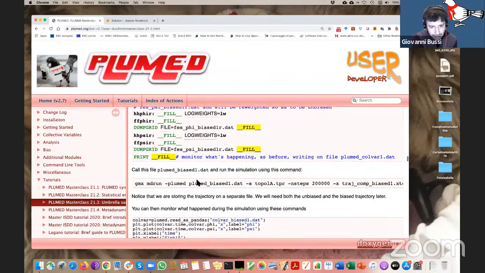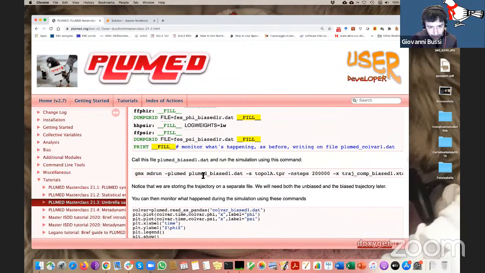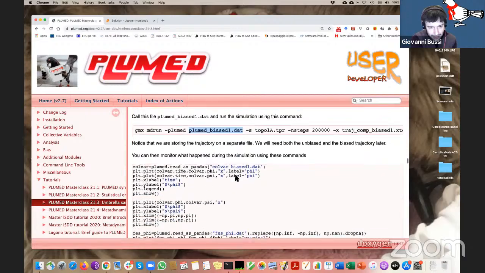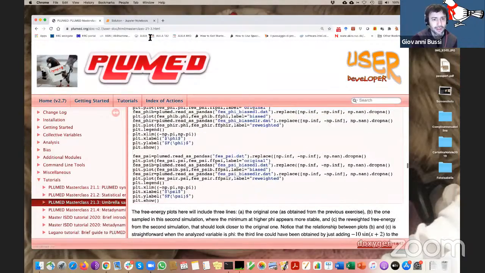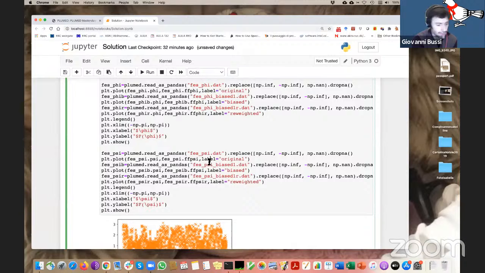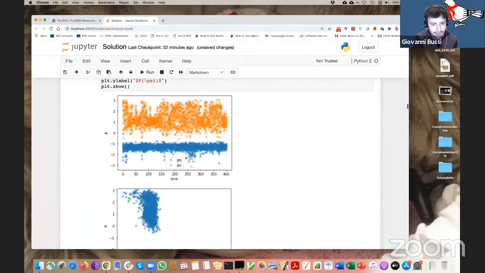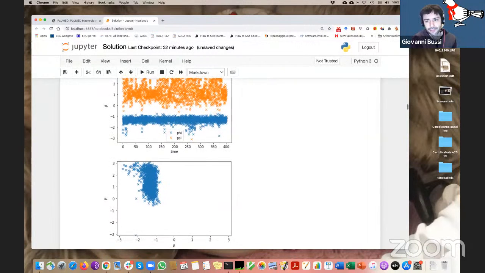And then, I already ran this simulation with the second input file called plumed_bias1.dat, and I'm monitoring it using this script here. This is just a cut and paste of the script in this box. Let's see what's the difference between this graph. First, how many of you were able to obtain graphs similar to these ones? Raise your hand or say something.